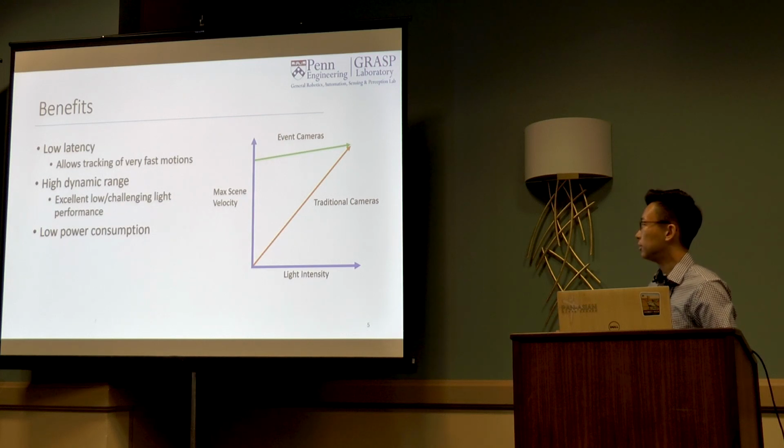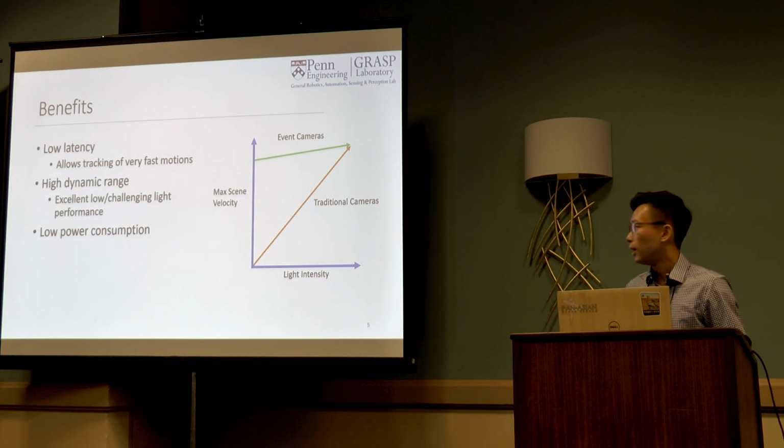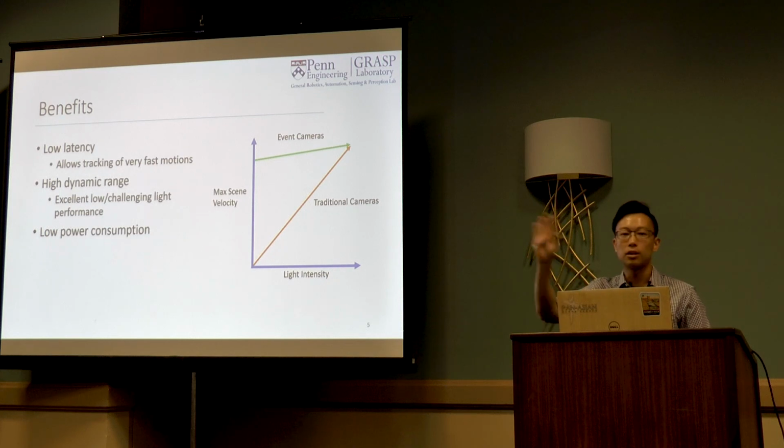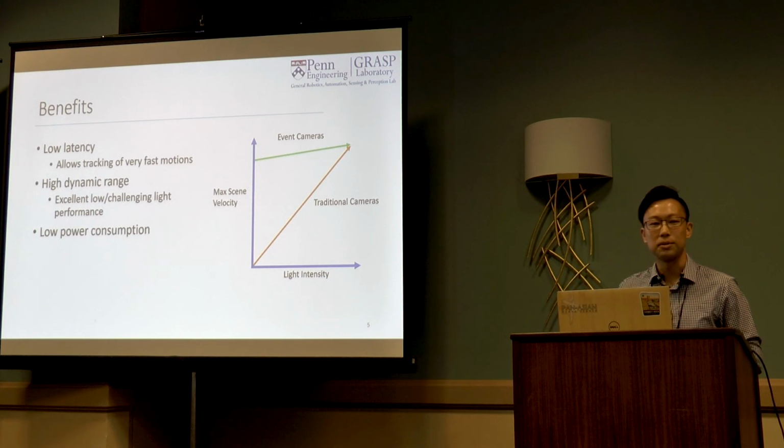Like I've alluded to, three main benefits of these cameras are, one, low latency and the ability to track fast motions. They also have very good high dynamic range. So like in the video or photo that you saw from Davide before, if you point this camera at the sun and then wave something in front of it, you're going to see both things just fine. And they also have very good power consumption.